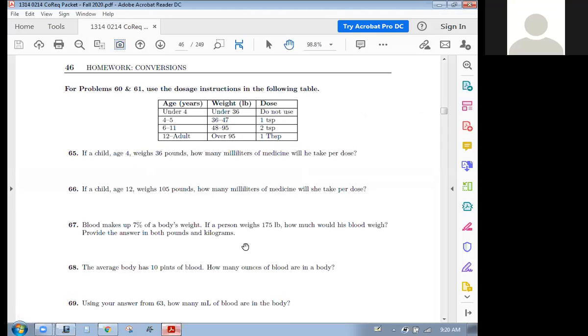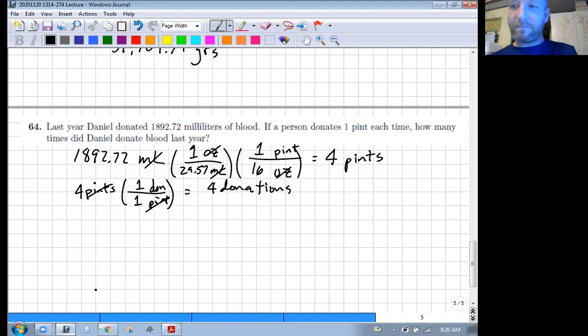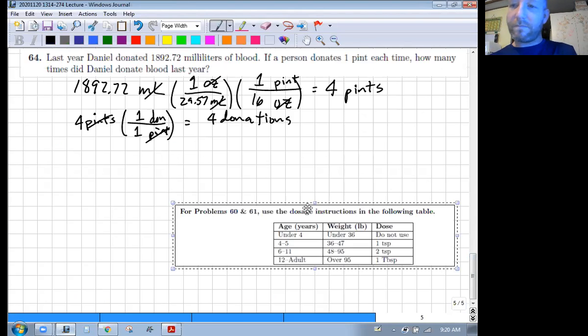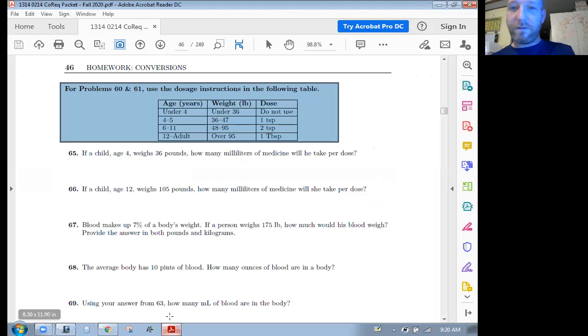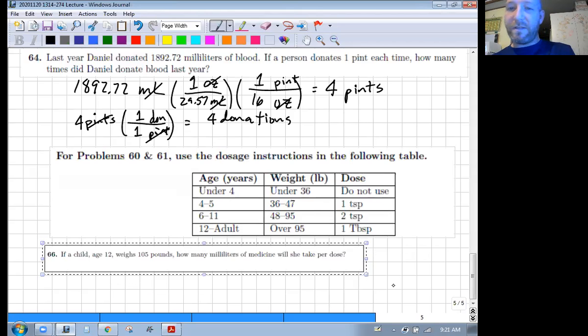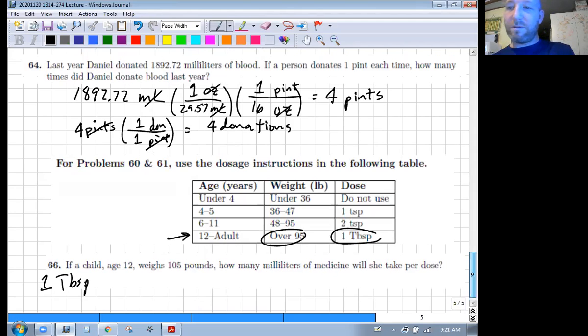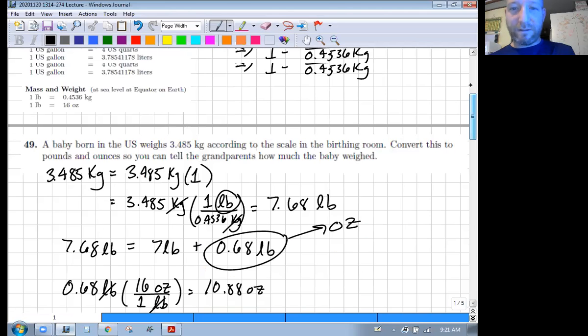All right, let's use these dosage instructions here. The child is age 12 and weighs 105 pounds. How many milliliters of medicine will she take per dose? One tablespoon. So how many milliliters? We need to convert tablespoons to milliliters.